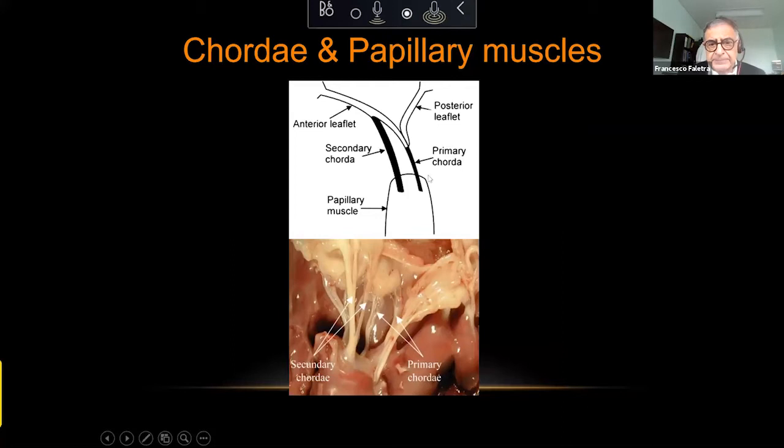And this is another scheme which shows the secondary chordae, the marginal chordae or primary chordae here, and then you can see the differences in attachment, and the secondary chordae, the strut chordae, are more robust, as I told you before.